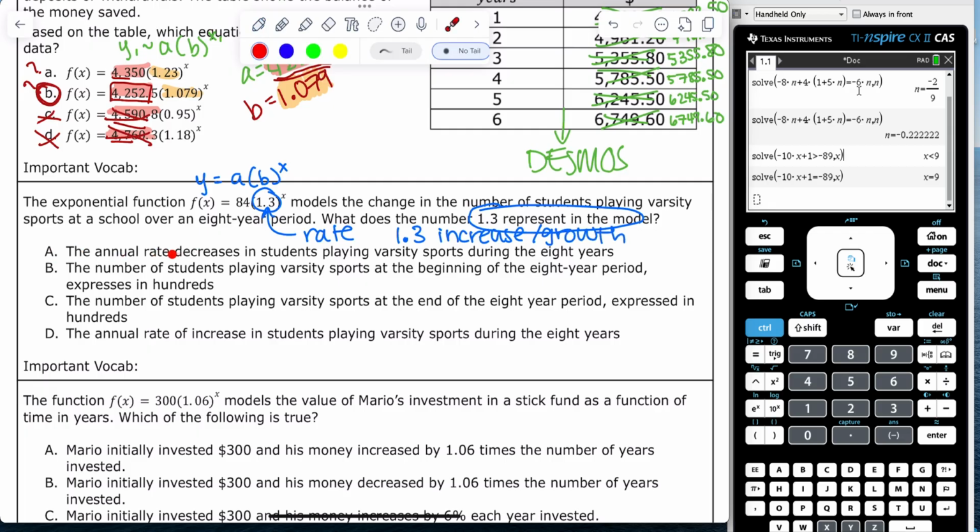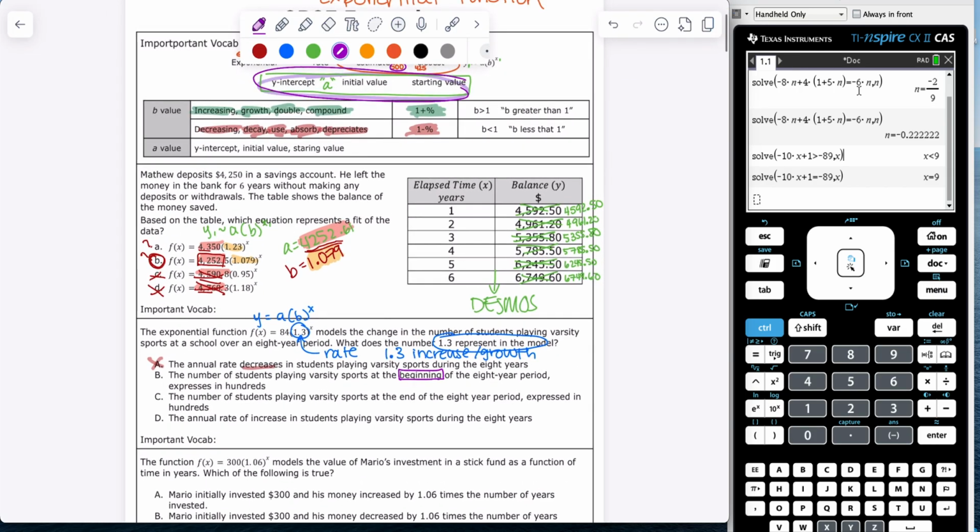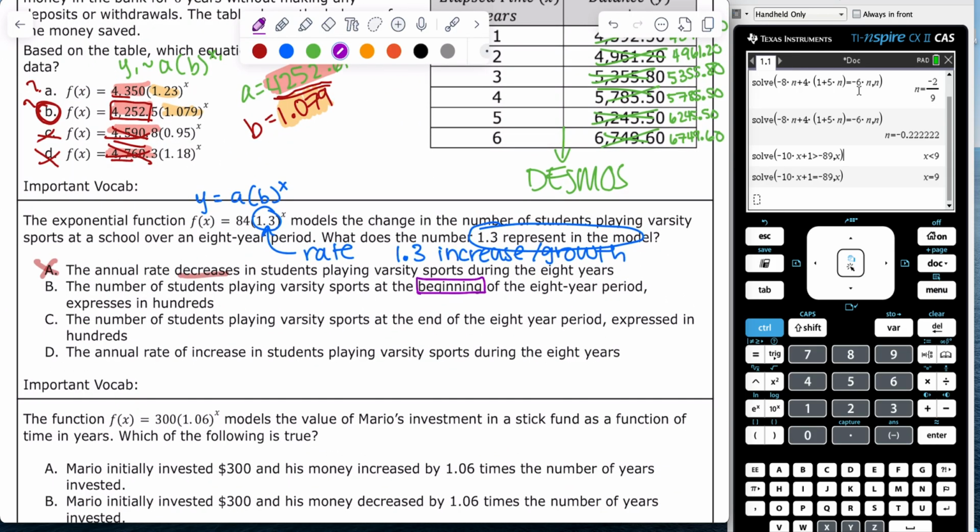Okay, so when I look at this, I'm going to read the first one. A, the annual rate decreases. Wait, it says decreases, but I'm looking for increase. So I know A is immediately out. So let's keep going. B, the number of students playing varsity sports at the beginning of the 8-year period expressed in hundreds. Remember, beginning is going to be my y-intercept. This 1.3 is not my y-intercept. It's my rate. Okay? So now let's look at C. The number of students playing varsity sports at the end of the 8-year period expressed in hundreds. I don't even know what that's saying, so let's just put a question mark. I don't know, maybe.